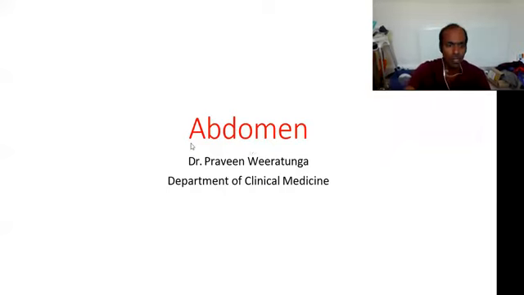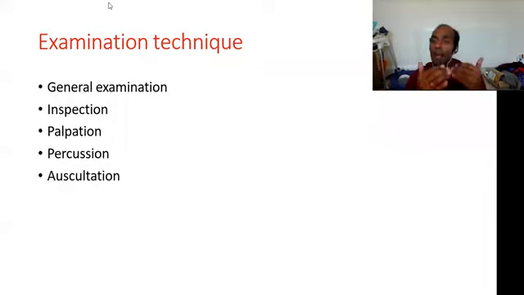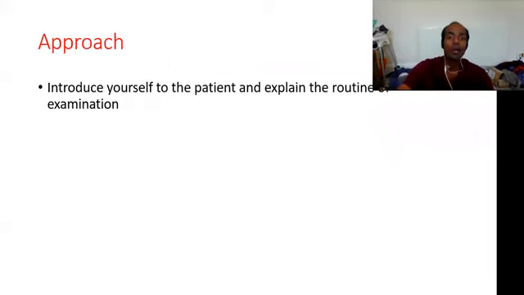The first part of this presentation, we are going to talk about the technique. Now, as in all the systems we have discussed, the abdominal examination is similar. Okay, where you have a general examination and then the abdomen proper. In the abdomen proper, you have the inspection, palpation, percussion, and auscultation. The usual components you would have in the examination. Okay.